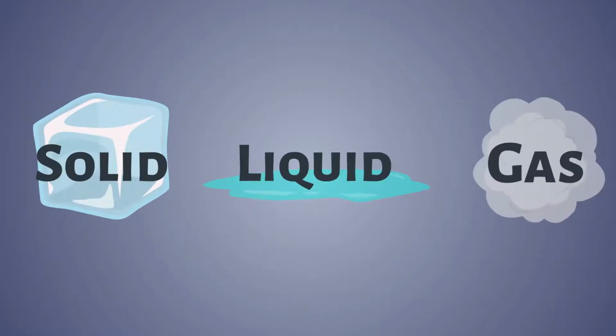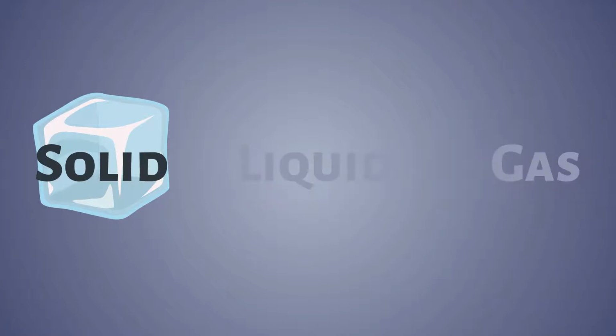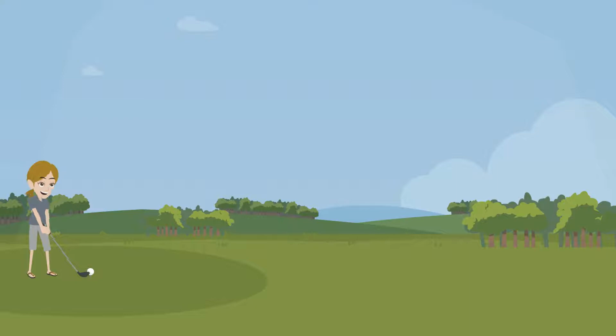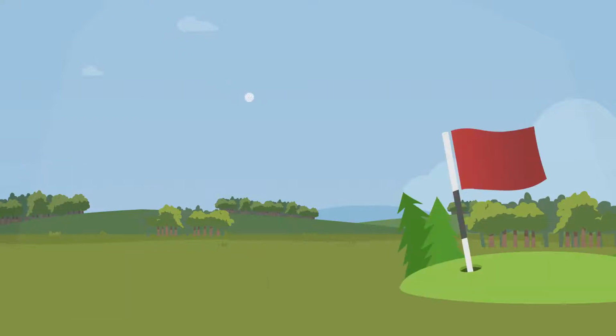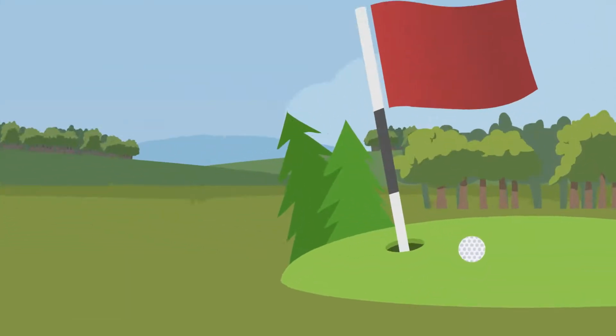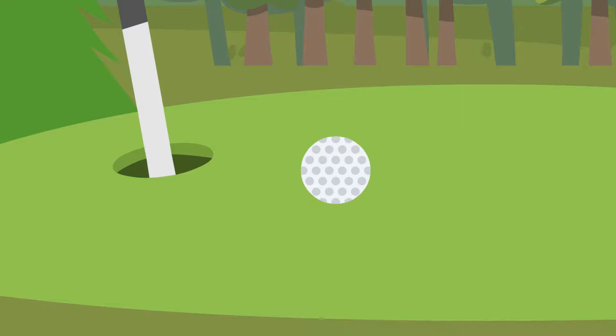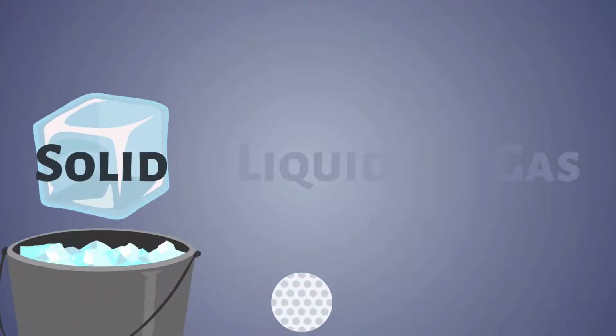So what's the difference between a solid, a liquid, and a gas? A solid is an object that has a fixed size and shape, like a golf ball. It's always round. It's always the same size. An ice cube is another example of a solid.